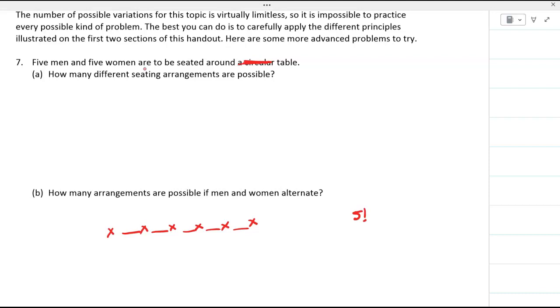But again, this won't help. There will be 2 possibilities: you start with women or start with men. Suppose this end position is not available, then this will be 5 factorial times 5 factorial. Now suppose you make the women sit and the men have to sit only on the crosses. That will again be 5 factorial into 5 factorial. So either this or this, they're the same. 2 into 5 factorial into 5 factorial is the answer.